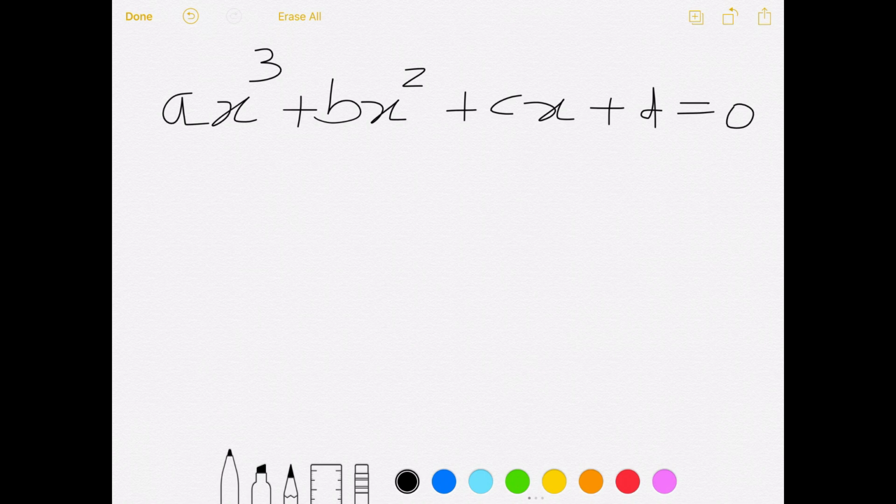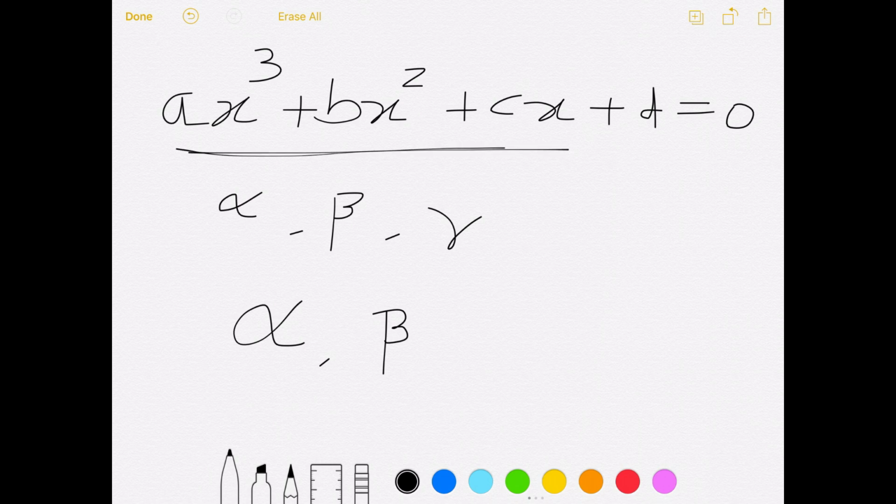As it is a cubic equation, the maximum number of zeros would be 3, and the zeros are generally written as alpha, beta and gamma. If it is a quadratic equation, then you have at most 2 zeros, represented by alpha and beta. As this is the case of a cubic, there are 3 zeros: alpha, beta and gamma.